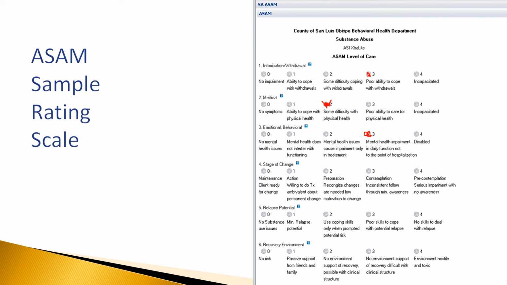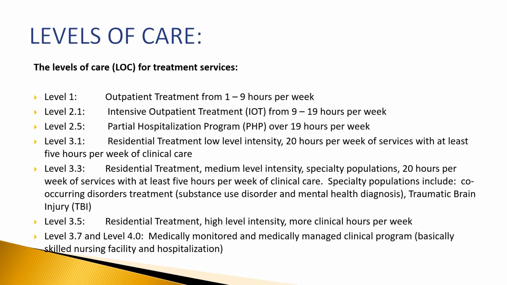Now, of course, if the client has zeros all the way down, they wouldn't need any treatment at all. And so your level 2 and 3 here generally mean outpatient, okay? And then level 3 and, of course, level 4 begins to mean residential treatment as a level of care. Okay. More specifically then, the levels of care for treatment are outlined here.